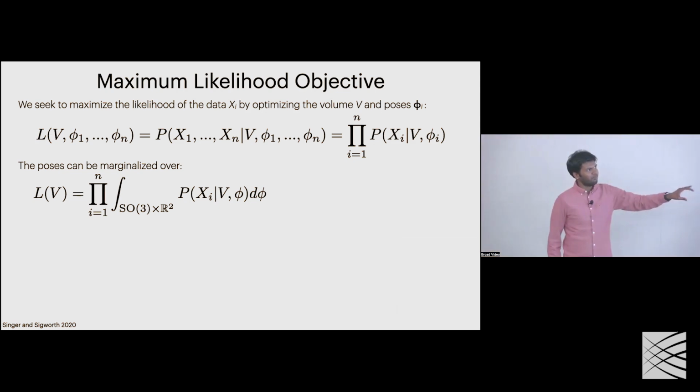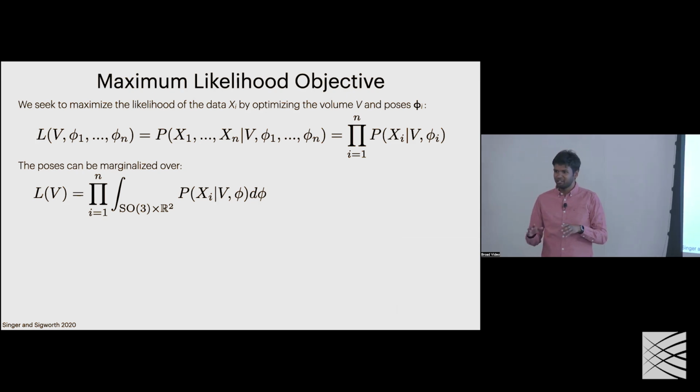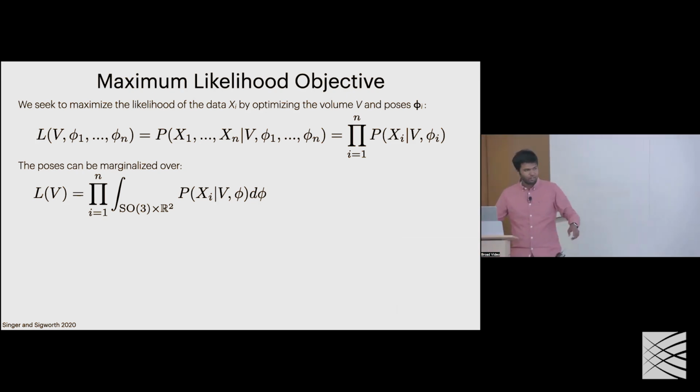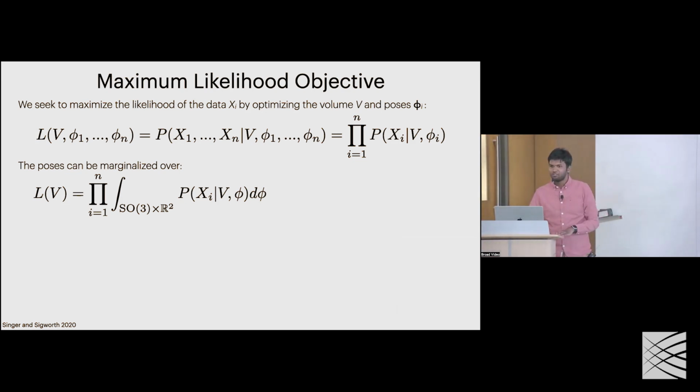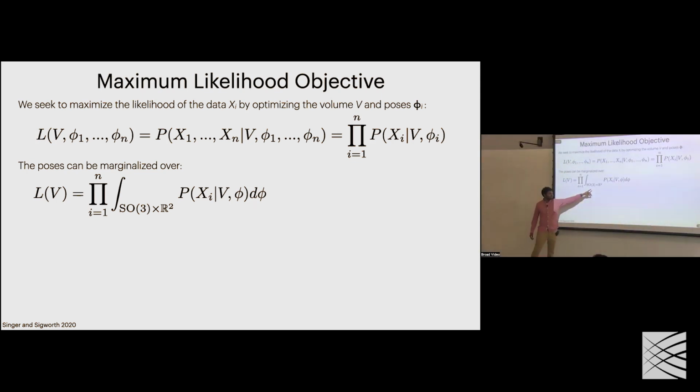One assumption we can make at this phase is that the thing we really care about is optimizing that volume V, and those particle orientations or poses are just nuisance parameters that we don't directly care about. And so we can marginalize over all those poses. The marginalization is over the space of poses, which consists of an element of SO(3), so rotations, and an element of R^2, which is a 2D translation.